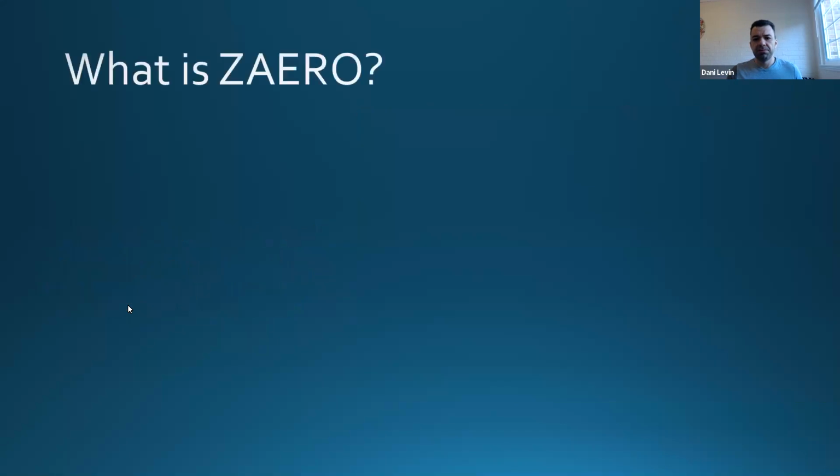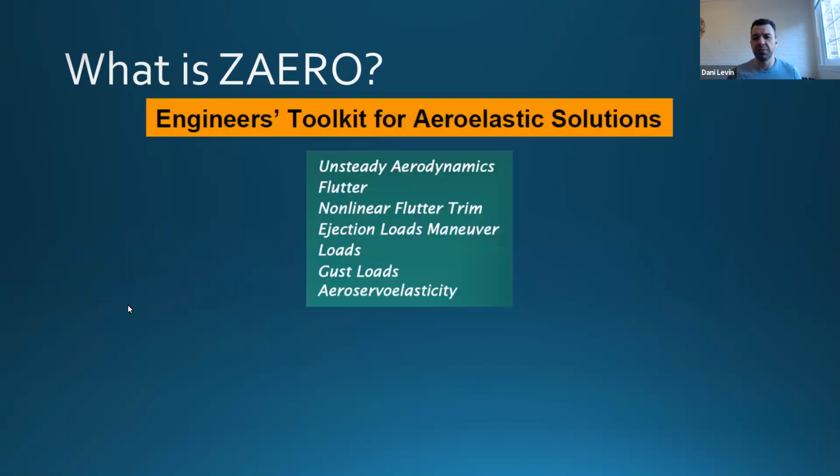So we'll start with what is ZAERO, and I'm going to show you some examples from their marketing material. They advertise themselves as an engineering toolkit for aeroelastic solutions. So all of these disciplines, whether it be unsteady aerodynamics, flutter solution, nonlinear flutter trim, or ejection loads, gas loads, and aeroelasticity, can all be handled inside of this package.